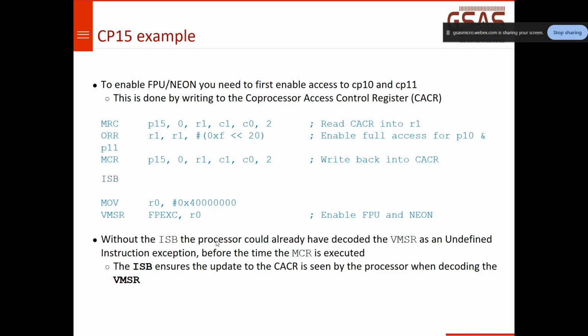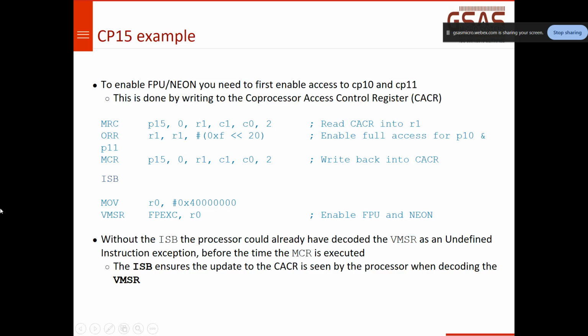So in this case, ISB is required. If ISB is not there, due to the speculative fetch feature, the processor may go and fetch this VMSR instruction. This VMSR instruction will turn out to be an invalid or undefined instruction, because the processor doesn't understand it. This particular instruction is understood only by coprocessor 10 and coprocessor 11. It is not understood by the normal ARM processor.